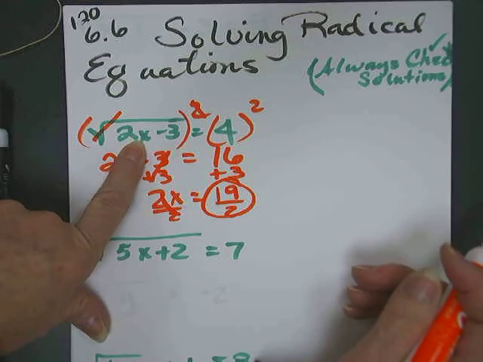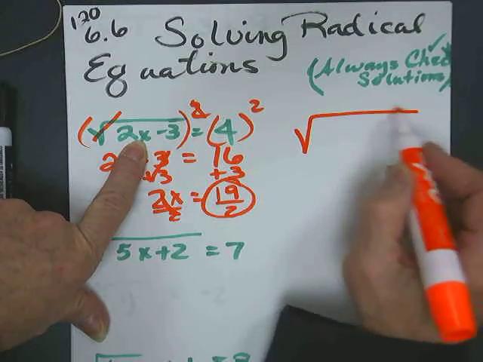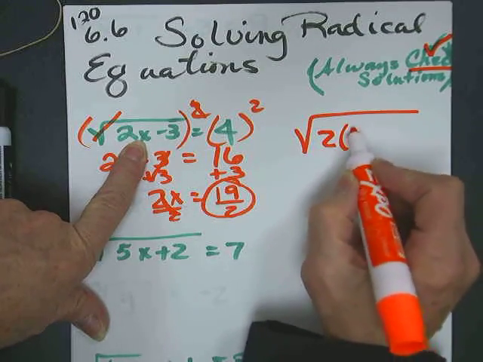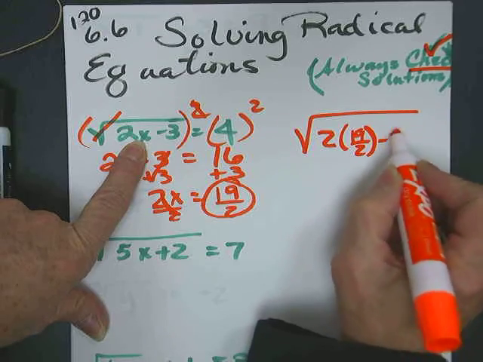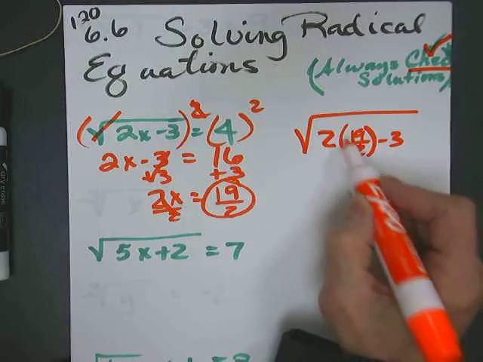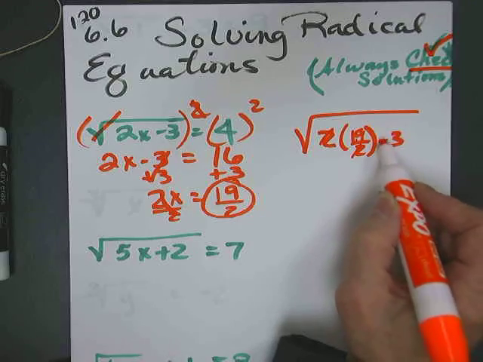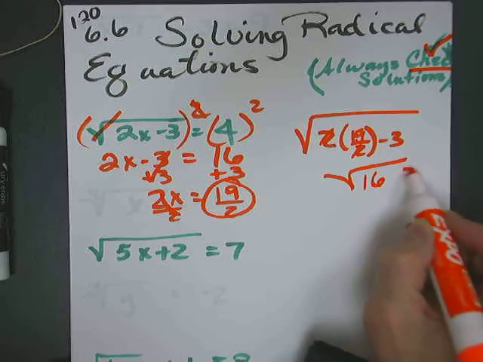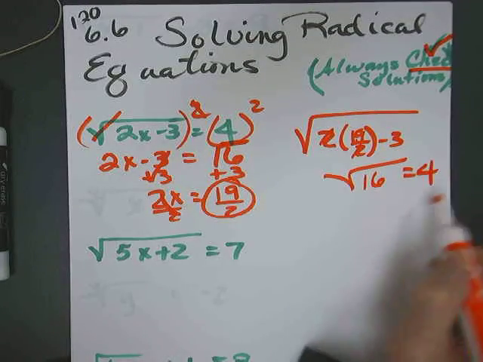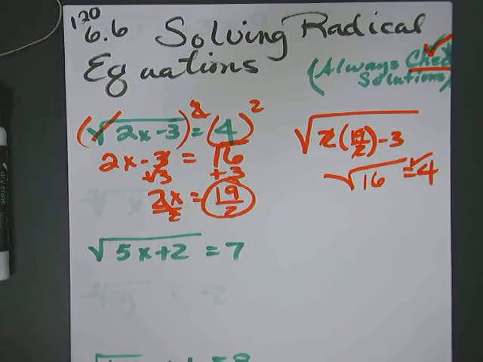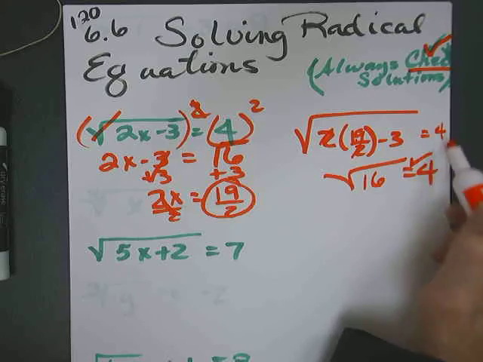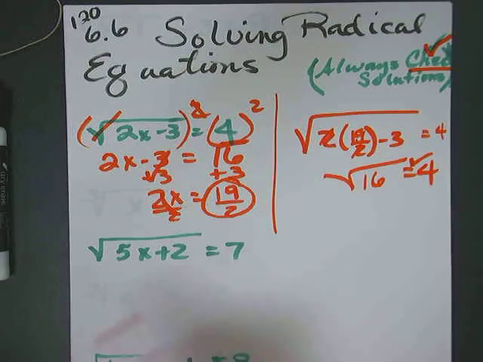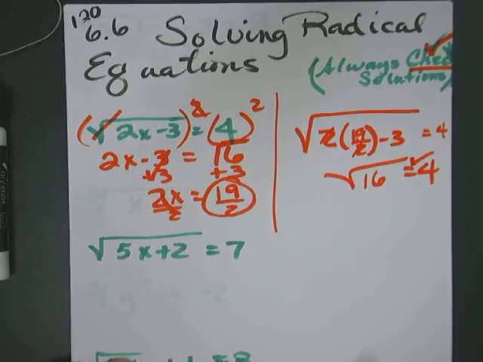So put it back in here. Always check it, okay? 2 times 19 halves minus 3. So that's 19 minus 3, which is 16, which is equal to 4. So that does check. That was our check right here.